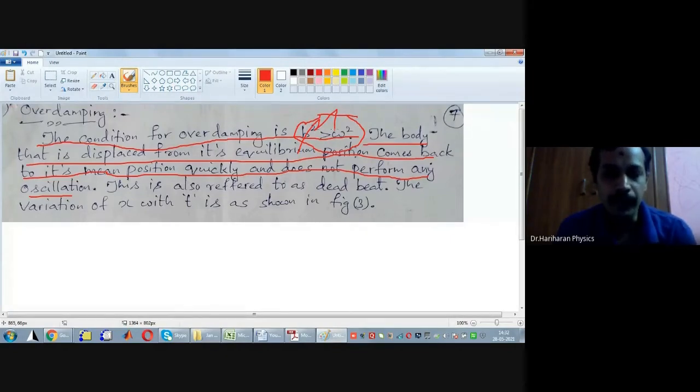So by properly choosing the values of B and omega, you can decide whether you want over damping, under damping or critical damping. This is clear? This is over damping. Simple. What is over damping? B square is greater than omega square. The door will come to the equilibrium position quickly and with larger force. That is not preferred.